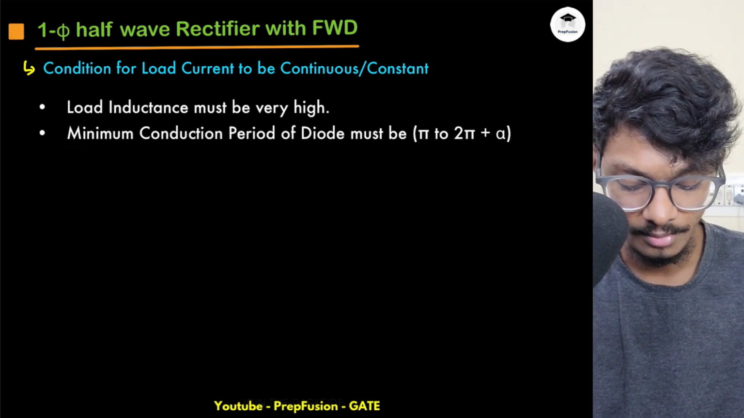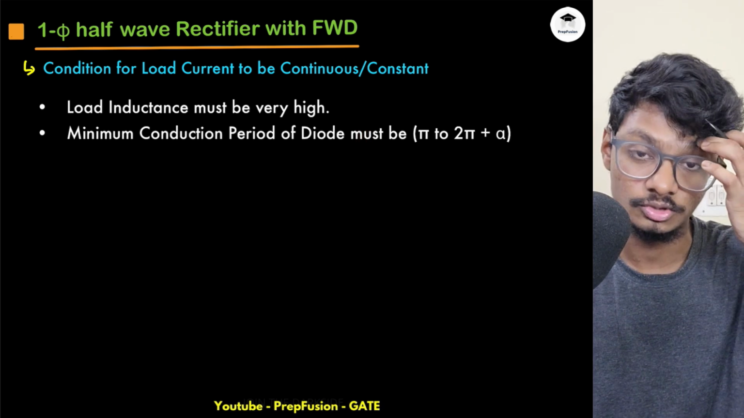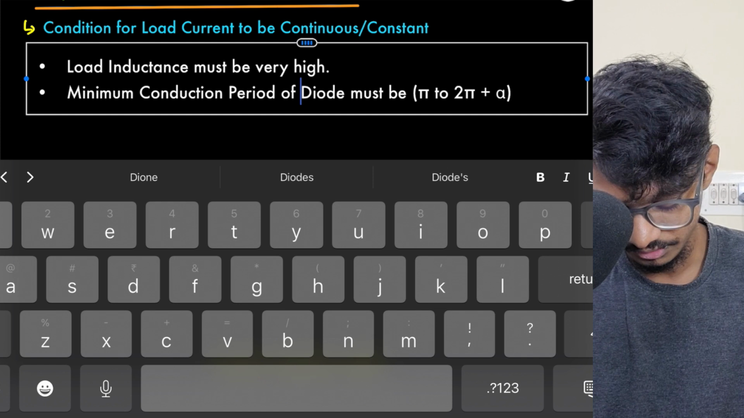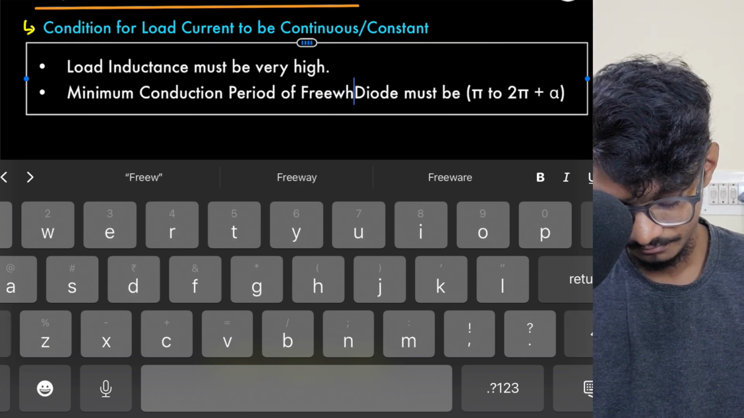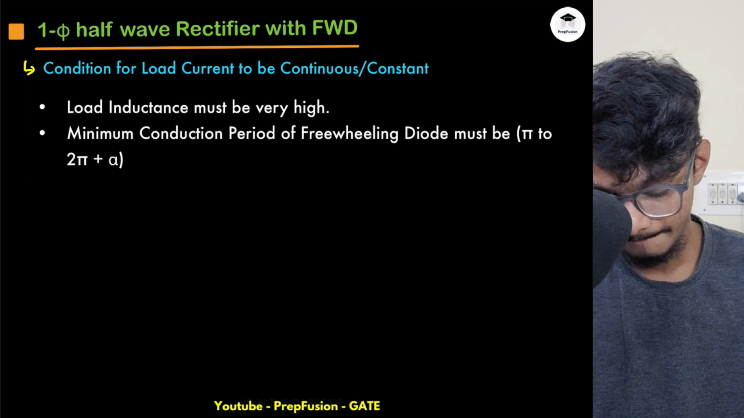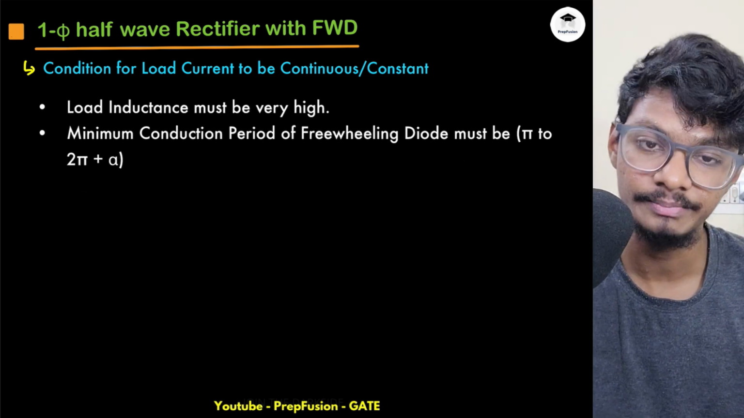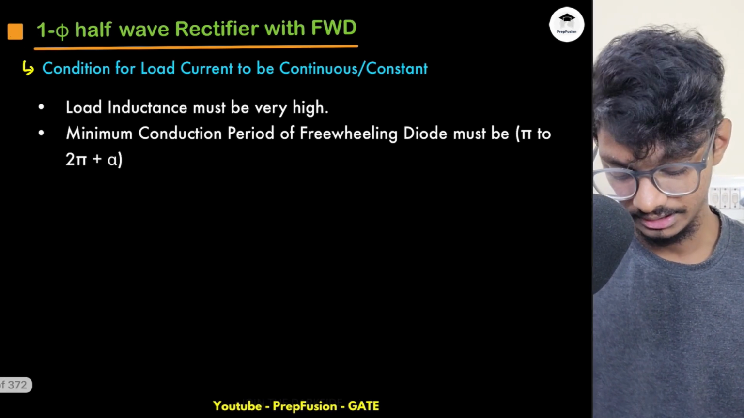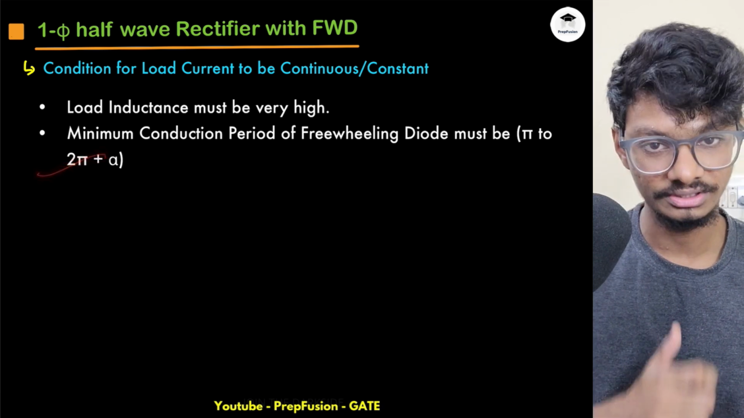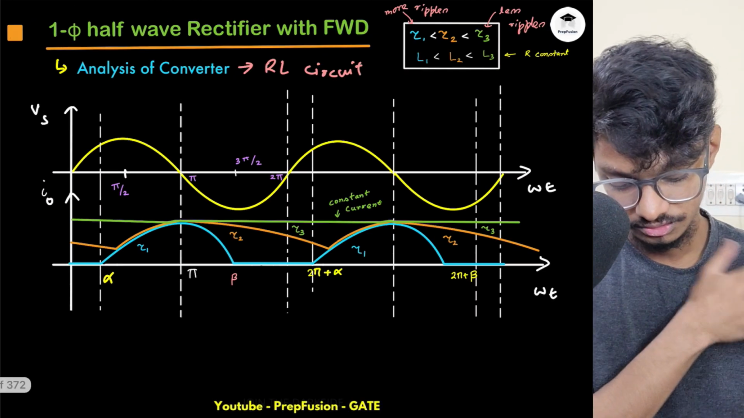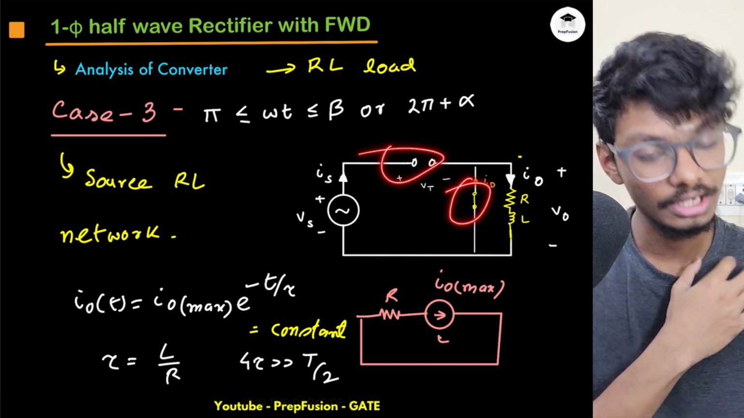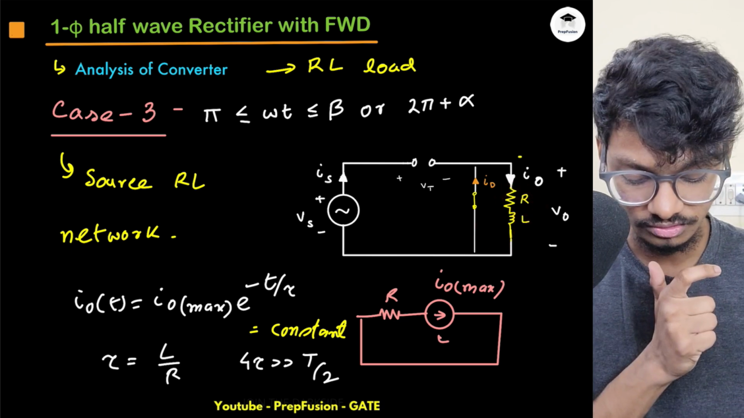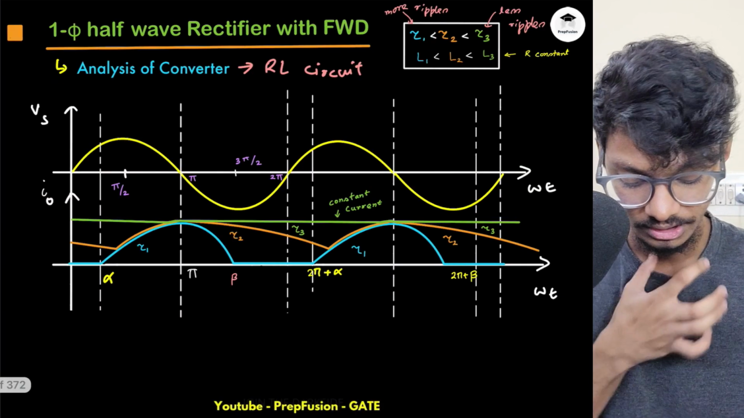Minimum conduction period of the diode must be pi to 2 pi plus alpha. These are the conditions, that the minimum conduction period of the freewheeling diode must be pi to 2 pi plus alpha. It cannot be lower than that. If for some reason it is lower than this, that means my inductor has fully discharged. So this diode is also not conducting, and the SCR is also not conducting. The inductor has fully discharged, and the current has become zero. When the current becomes zero, this diode is off. So these are a few things.